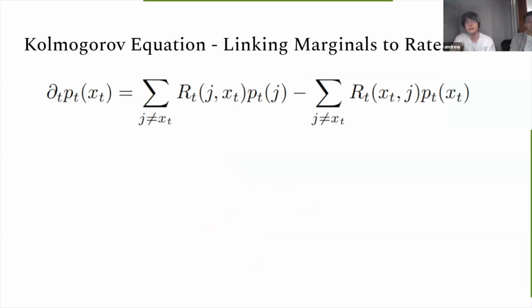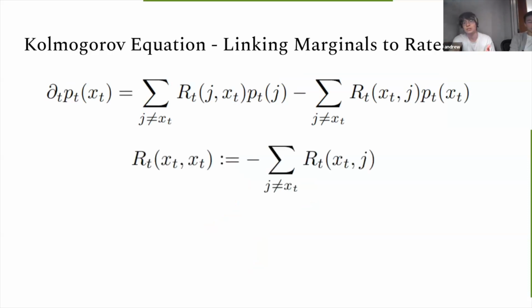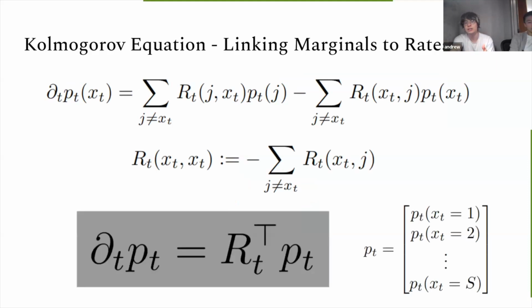I've just rewritten the Kolmogorov equation here, and then we can make a definition for the diagonal entries of the rate matrix. It's just a definition that makes things easier. Then you can rewrite the Kolmogorov equation as a very simple ODE in probability distribution space, where each entry in the probability vector is the probability of each of those individual states. The rate of change of that vector is just the rate matrix applied to the marginal distribution vector. So this gives us an ODE, or a flow in probability distribution space.